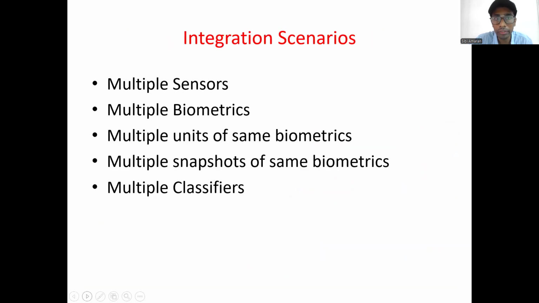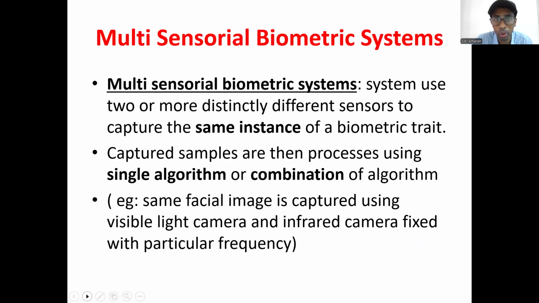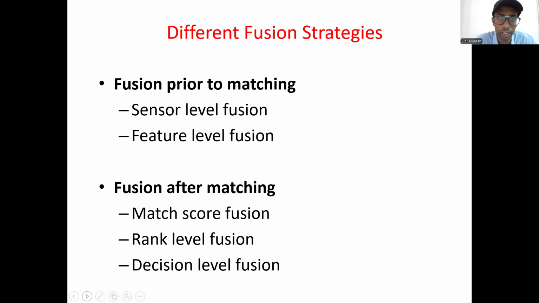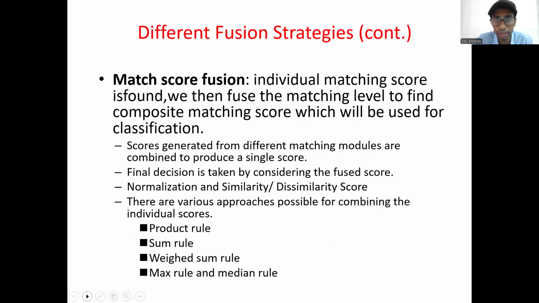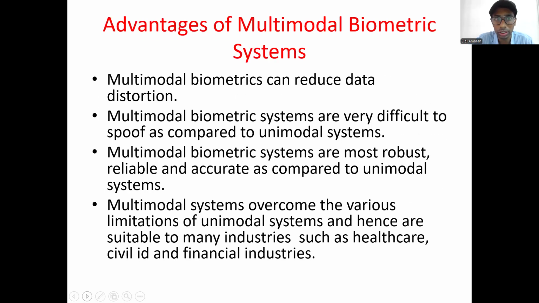And then we discussed deeply the various fusion strategies. First is sensor level fusion, second is feature level fusion, third is match score fusion, then rank level fusion, and decision level fusion. From the exam point of view, these different fusion strategies are a very, very important question. You can make a note of it, those who are viewing my video on the platform. So this is what was explained in the various fusion strategies.